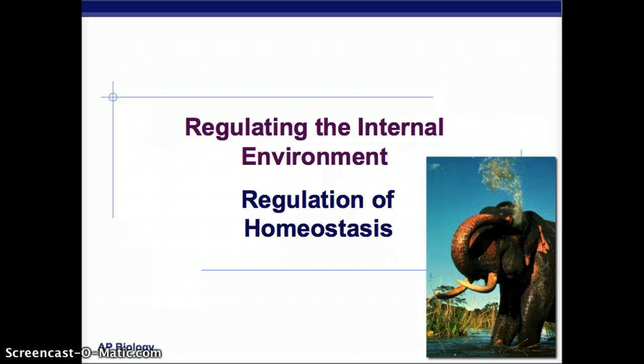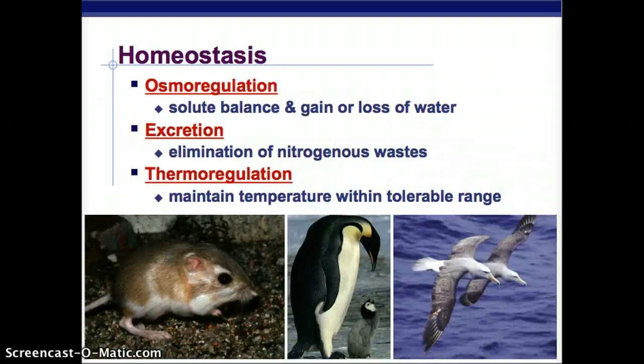So then, regulating the internal environment, this regulation of homeostasis, and we're going to talk about the skin as an excretory organ as well. So homeostasis, we started off talking about this, so we're back to it. We've got osmoregulation, which is solute balance, as well as the gain or loss of water. We also have excretion, which is the elimination of nitrogenous wastes. So we just talked about the excretory system in that sense. And then thermoregulation, to keep our temperature in a tolerable range. So we talked about endotherms and ectotherms.